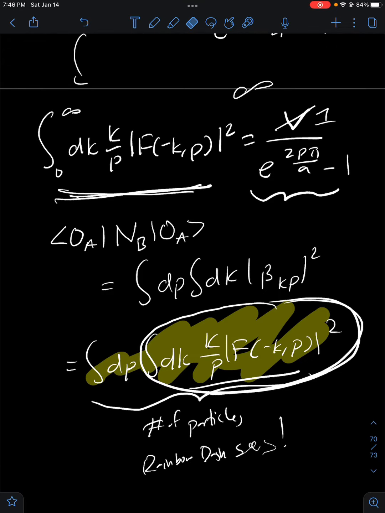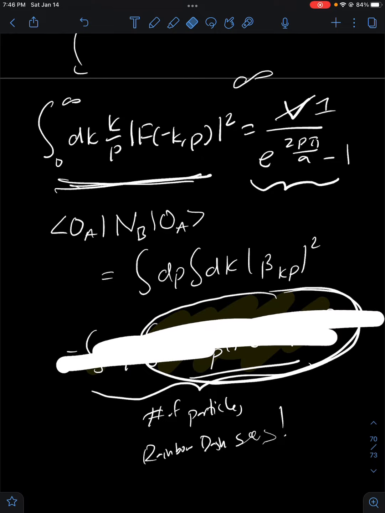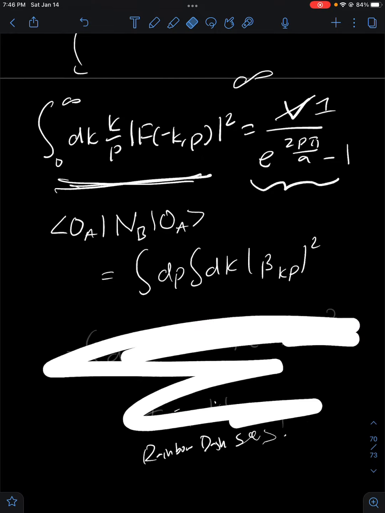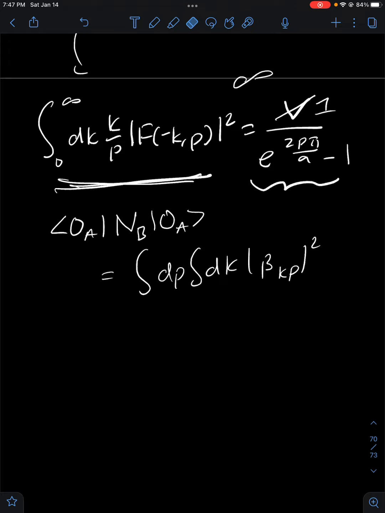And that means we now have that the total number of particles that Rainbow Dash is going to see will be the integral of d over dp, integral dp, and then times 1 over e to the 2p pi over a minus 1, from 0 to infinity.